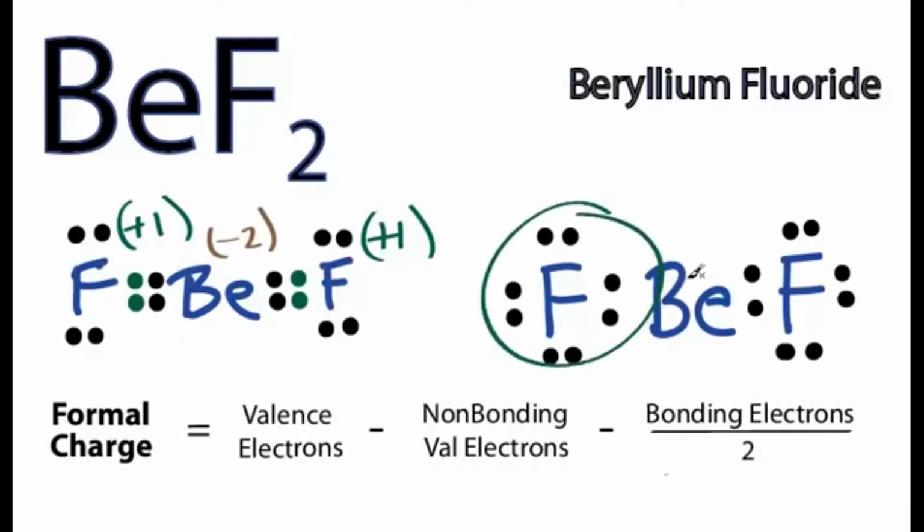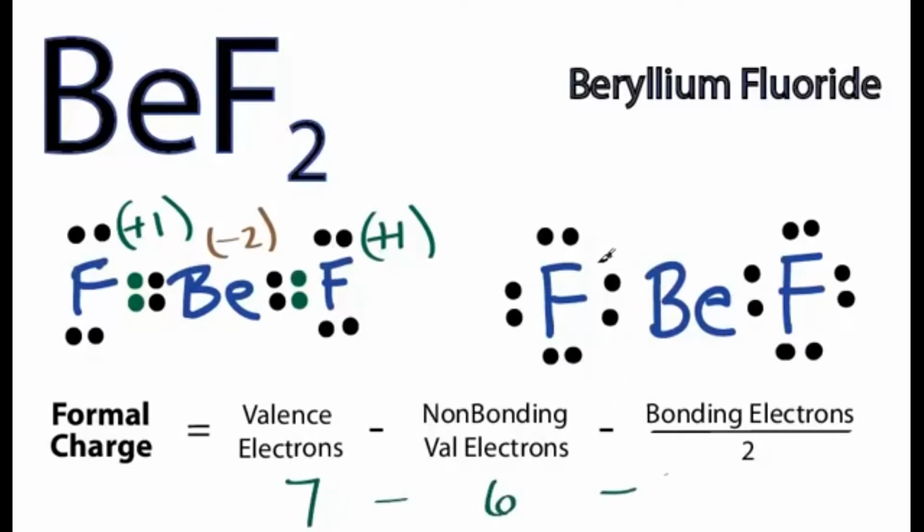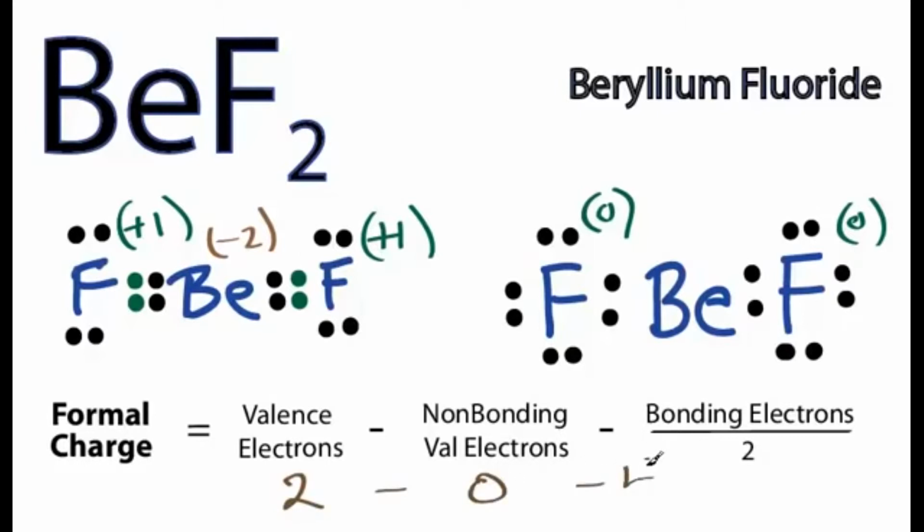On this molecule, let's do the fluorine. So we have 7 minus 6 minus 2 over 2, that equals 0. So the formal charge is 0. Same for this one, since it's the same. And then for beryllium, we have 2 minus 0 minus the 4 bonding electrons over 2. That also equals 0. So the formal charge here is 0.